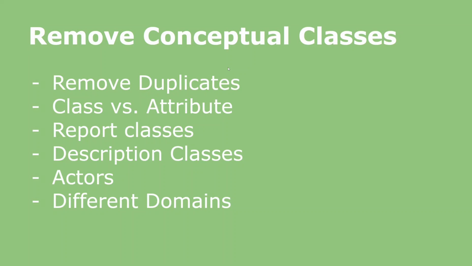So think about whether things are a conceptual class or actually an attribute in a conceptual class. If it's not obviously a primitive data type or something like that, I would suggest that you keep it as a conceptual class, because chances are that things are more complicated than you think.